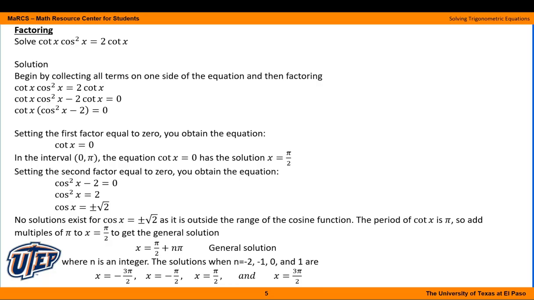The first factor produces a valid trigonometric equation and gives us a solution. The second factor leads to a cosine equal to plus or minus square root 2. Since cosine values must always remain between -1 and +1, these values are impossible. This is a good reminder that whenever you solve a trigonometric equation, you should always check whether the resulting trigonometric values are within the allowable range. After identifying the valid solution, we use the period of cotangent, which is pi, to write the general solution.